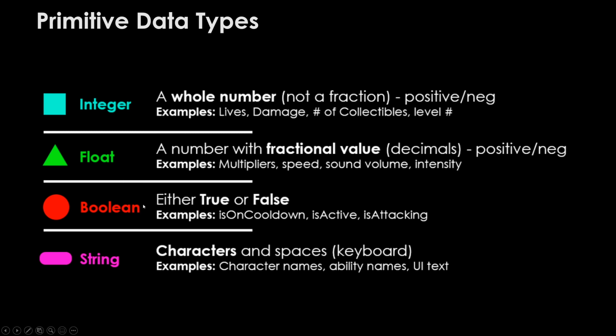A Boolean is either true or false. It can only be one or the other, and we would use this a lot inside of conditional statements, for example. And then finally, string is going to be the characters that you use. So think about anything on your keyboard could typically be represented as a string value.